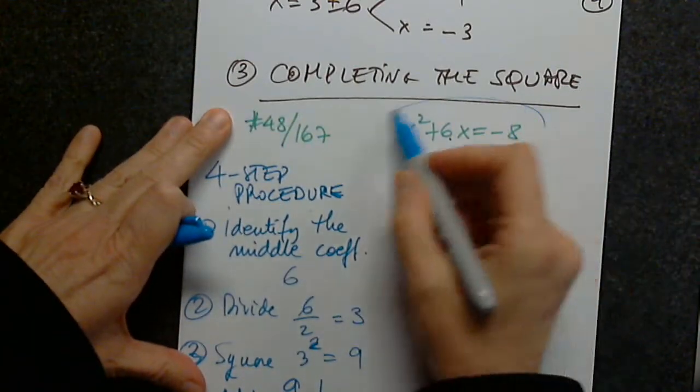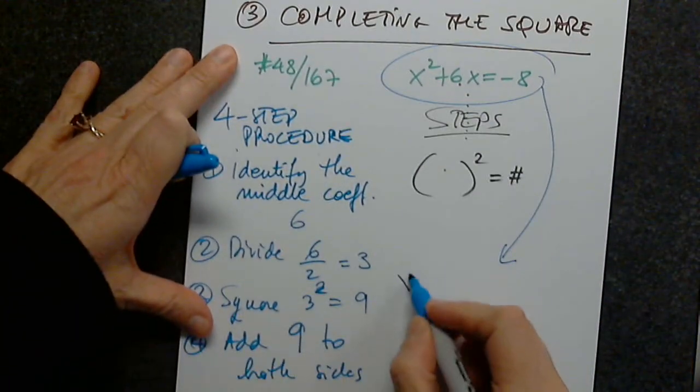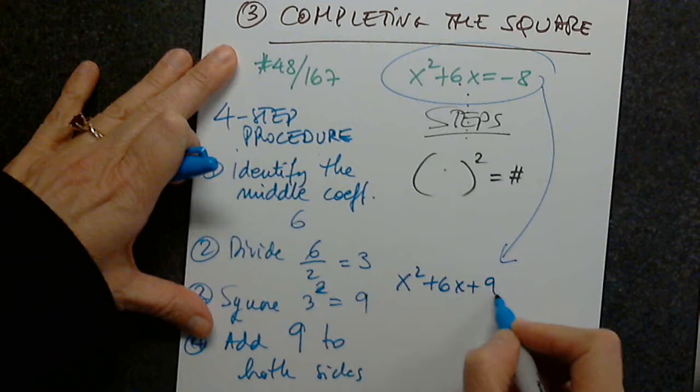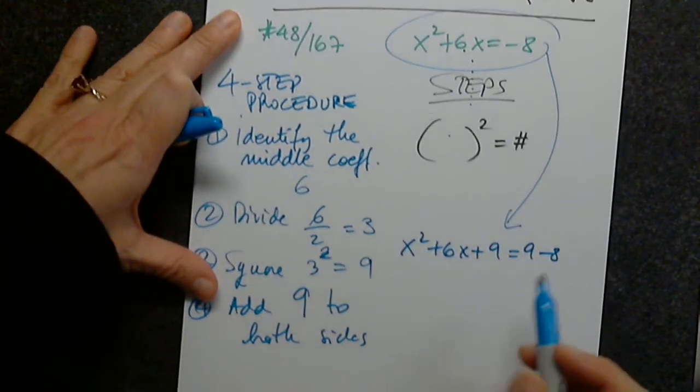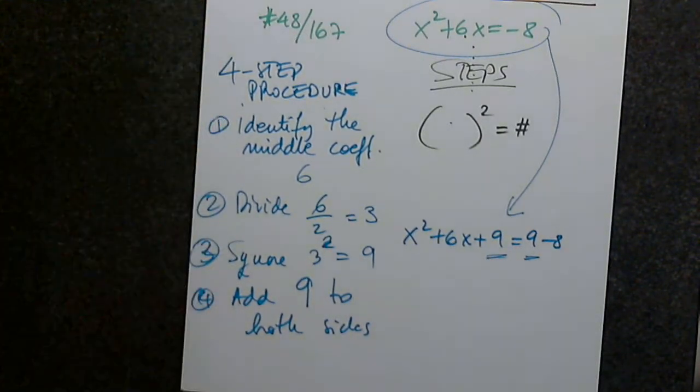So now the equation looks like this. X squared plus 6x plus 9 equals 9 minus 8. Notice that if I do not add 9 to both sides, I change the equation. If I add 9 to both sides, I will not change the equation or the solutions. I may change the look, but not the solutions. Adding 9 to both sides is allowed.